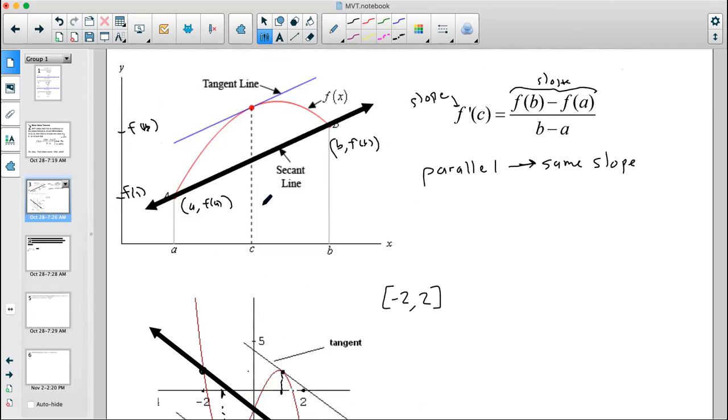And so we're going to be asked to prove this. They're going to give us a function and an interval. We're going to write the slope between the endpoints first. Then we're going to take the derivative of f and see where those things are equal. I mean, what x's make them equal? Those x's are the answers to the problem.